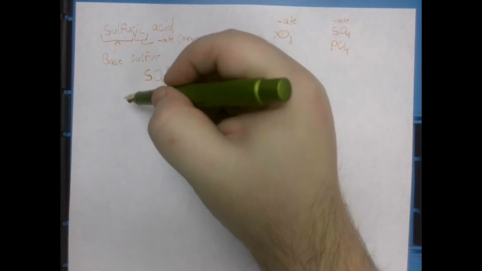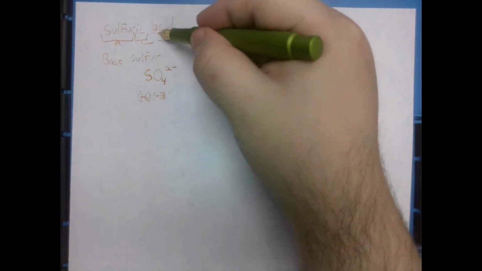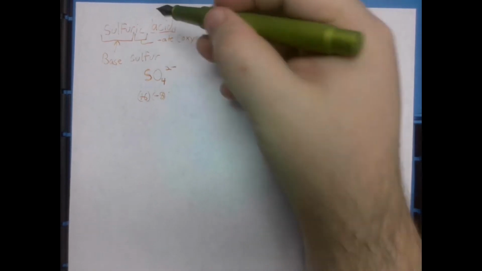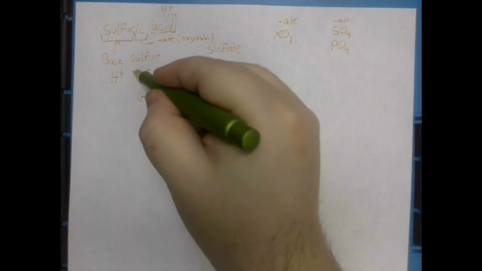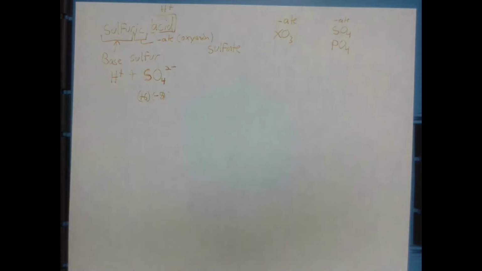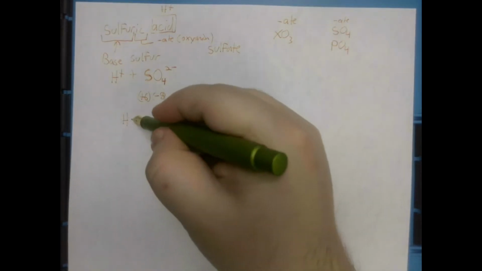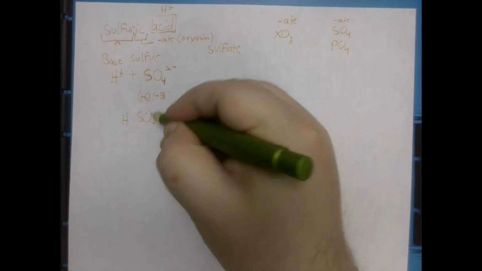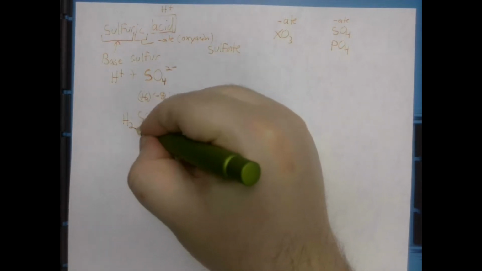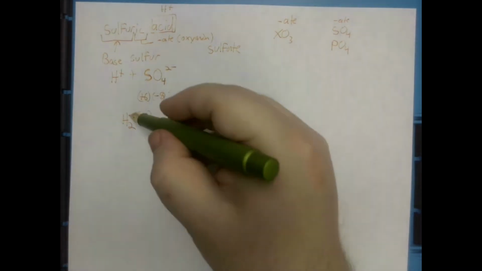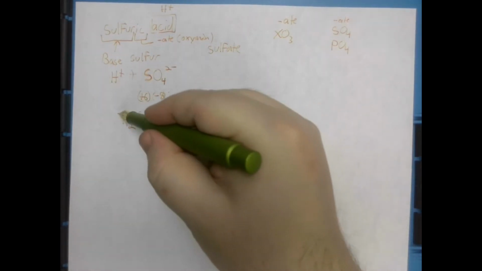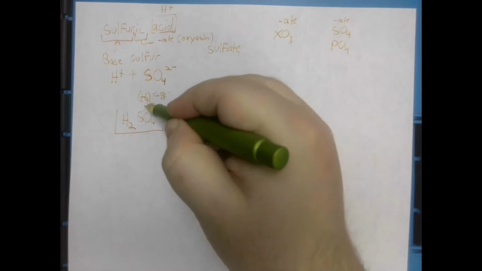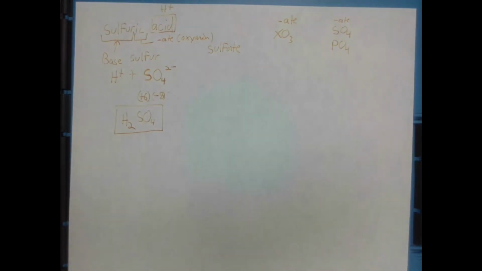And acid tells us that there's going to be a hydrogen ion attached to this. So we're going to get a hydrogen ion that's going to interact with SO4 2 negative. And when we crisscross, the 2 is going to attach itself here. And so the correct formula for sulfuric acid is H2SO4.